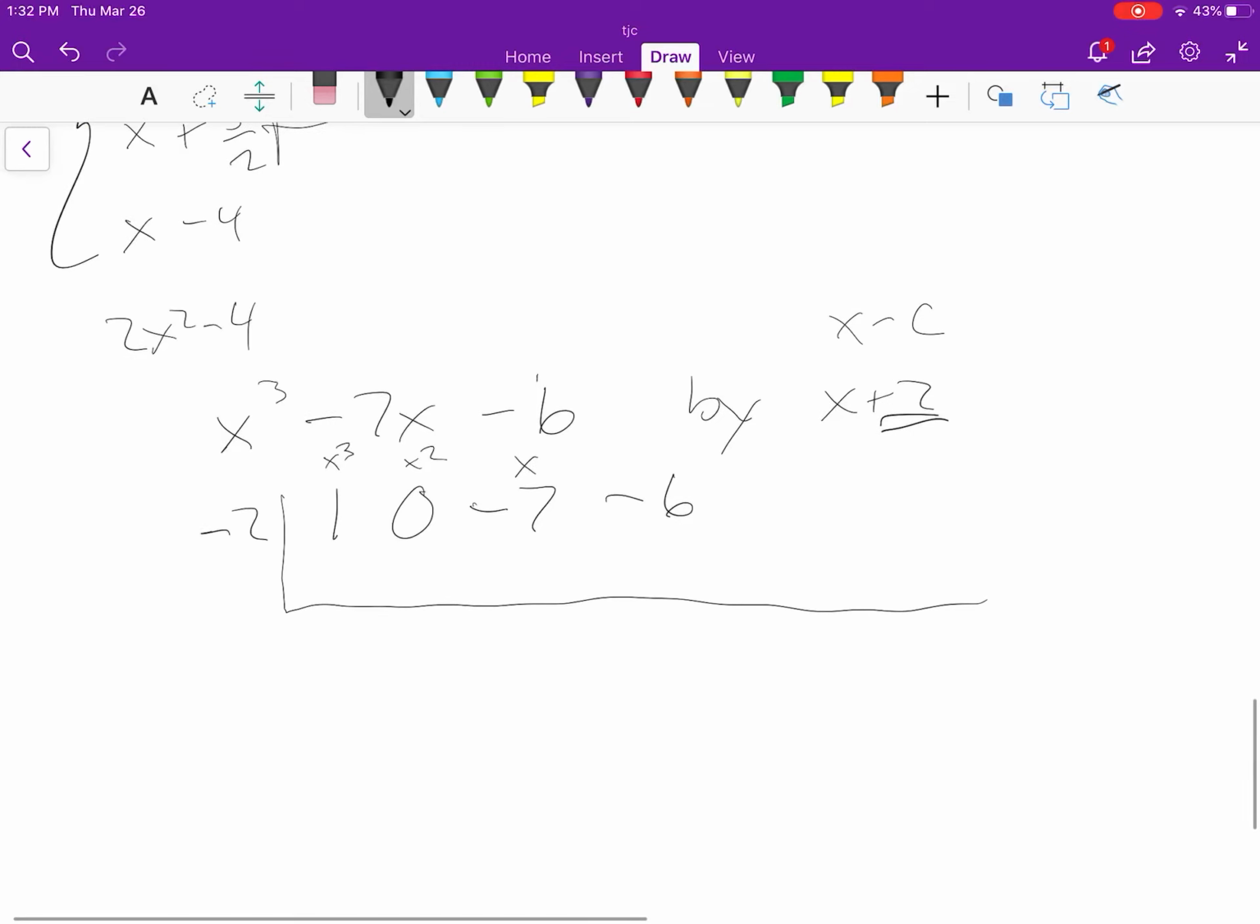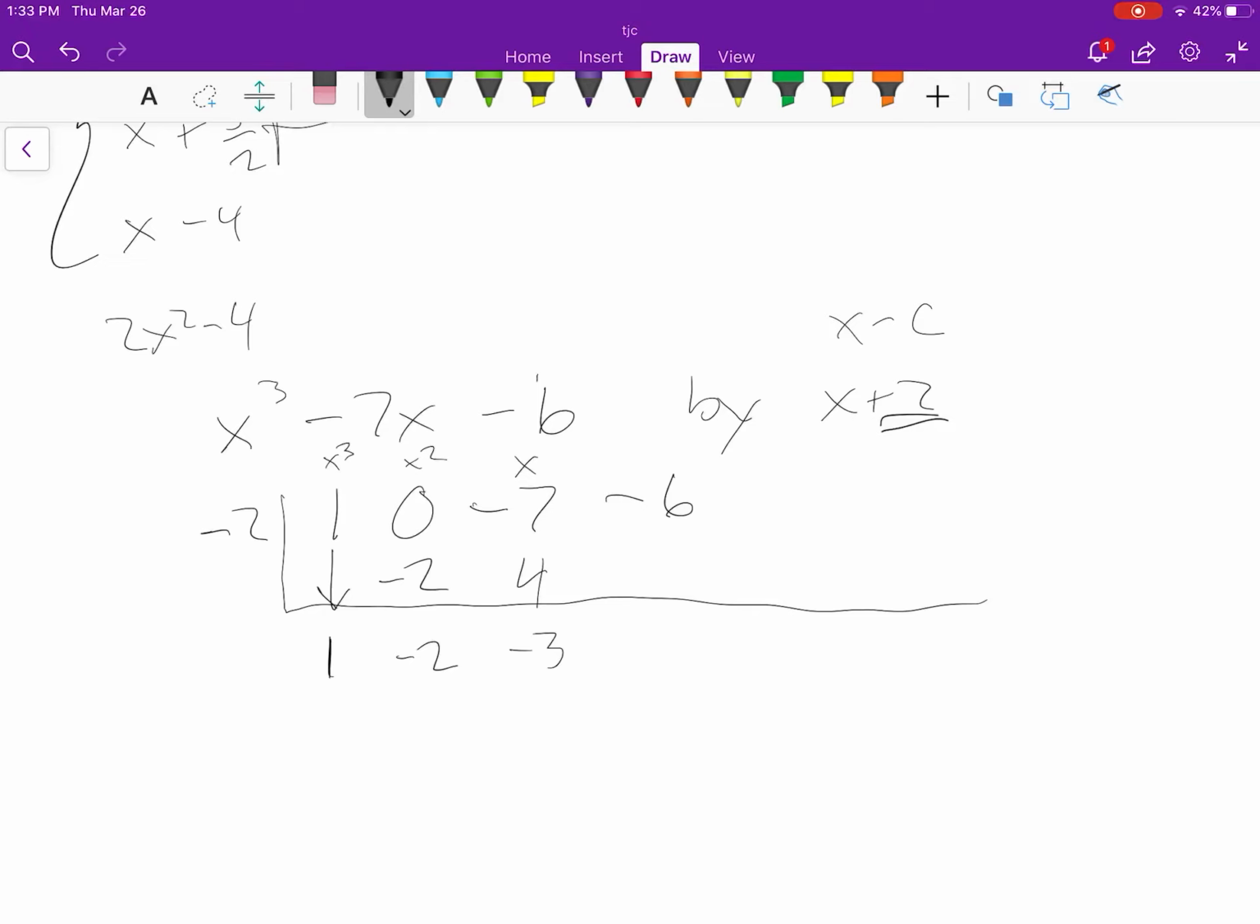Then what you do is you bring down the 1 here. And then we're going to take this 1 and we're going to multiply it by the -2. So 1 times -2 is -2. And you add these together. 0 minus 2 is -2. Then we're going to take -2, multiply by -2. So we're going to take this, multiply by this. Okay? And that'll give us 4. And we put the 4 here. And then we add these. What's -7 plus 4? It's -3.